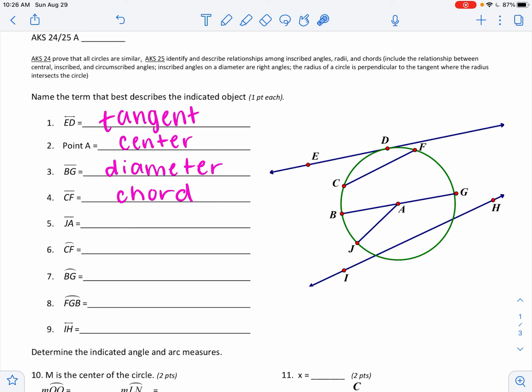All right, JA. Here's point J and here's point A. Notice it only touches the circle on one end, but the other end is the center at point A. This is what we call a radius.